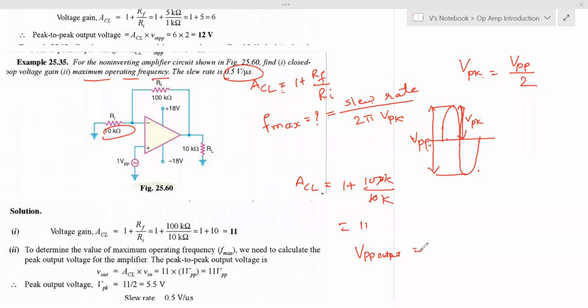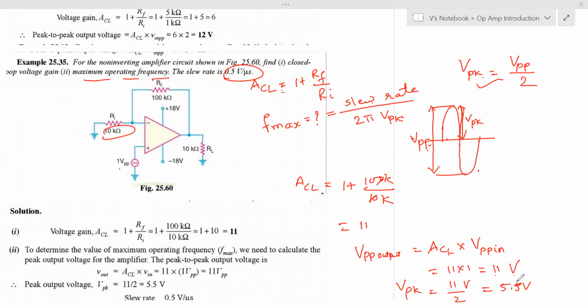Now we have to calculate V peak to peak output voltage. Right? So gain multiplied by V peak to peak input voltage. So V peak to peak input voltage is 1 volt. So gain is 11, so 11 multiplied by 1. So that will give you 11 volt. Right? So we get output voltage peak to peak 11 volt. From this formula, we have to calculate V peak. So that will be 11 volt divided by 2. So कितना आएगा? 5.5 volt.